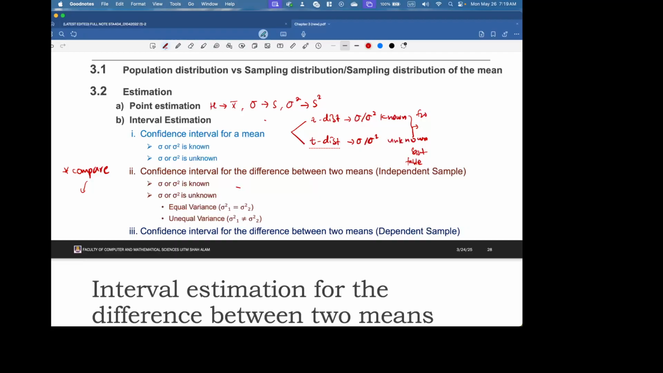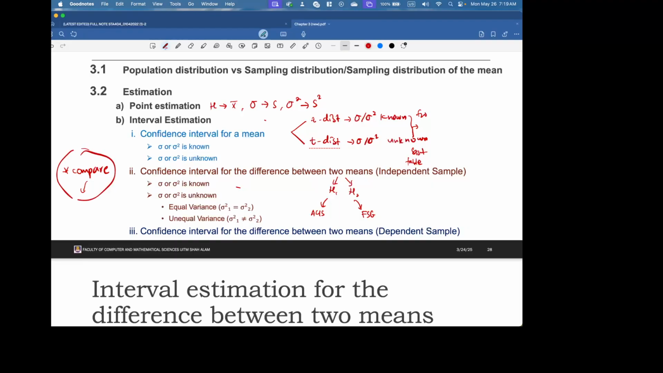So when we are talking about comparison, now you have two means: mu1 and mu2. Depending on the question, you have to assign which one is mu1 and which one is mu2. Mu1 maybe the group with information from archi students, and mu2 the information from FSG students. Now you want to compare.